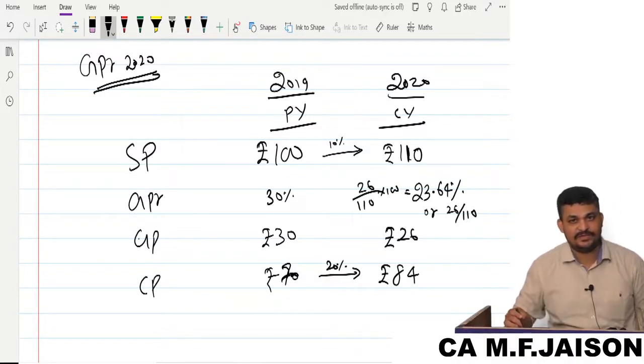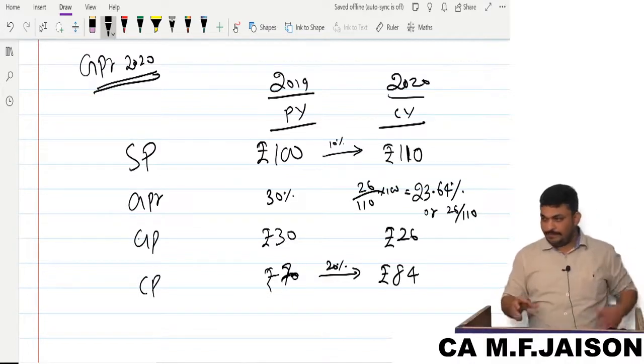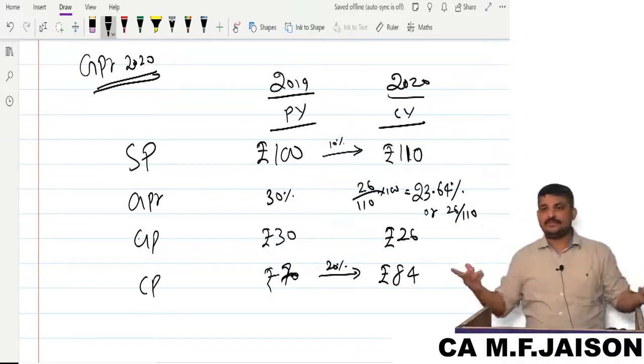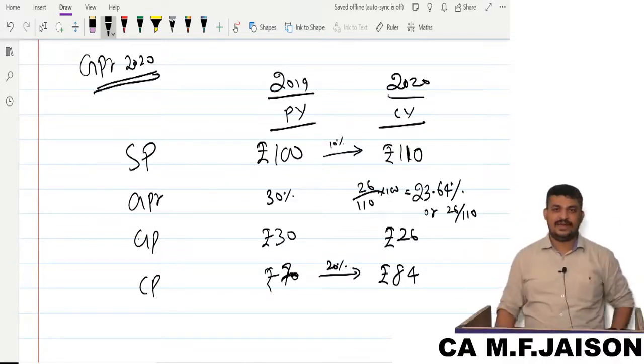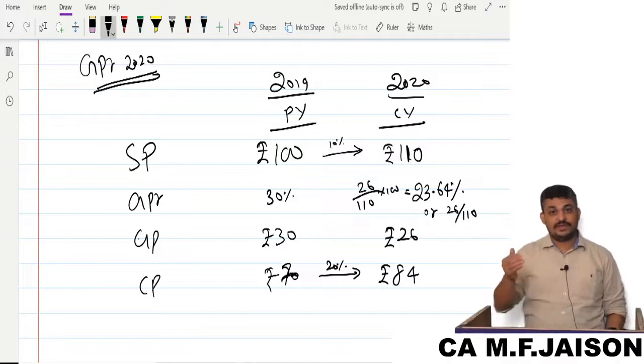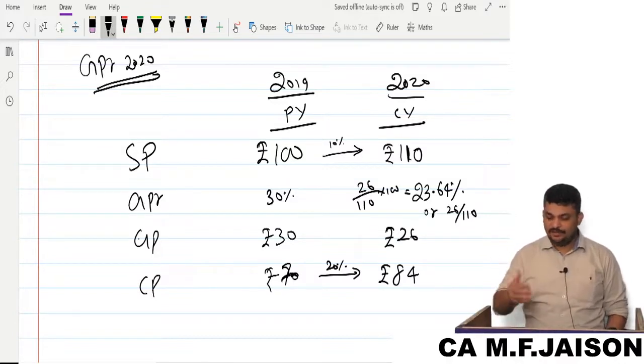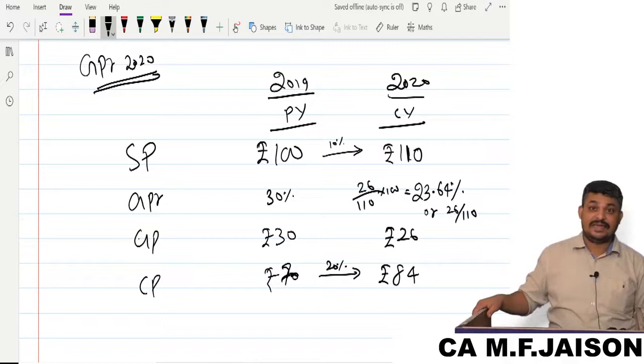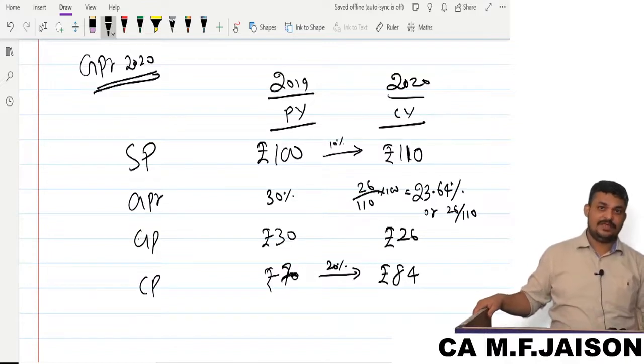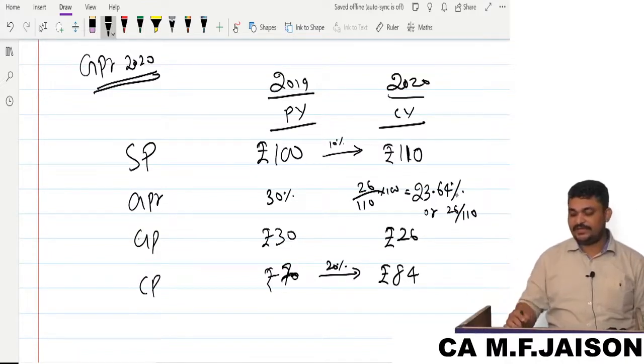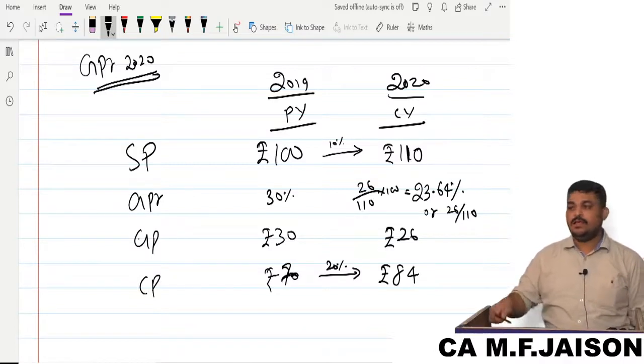I hope you are following this. Any percentage can be a fraction, and a fraction can be converted into percentage by multiplying by 100, correct? So 30% is 30 by 100. That way, you find here 26 by 110 is the profit margin, which in terms of percentage is 23.6. So either way you can present.